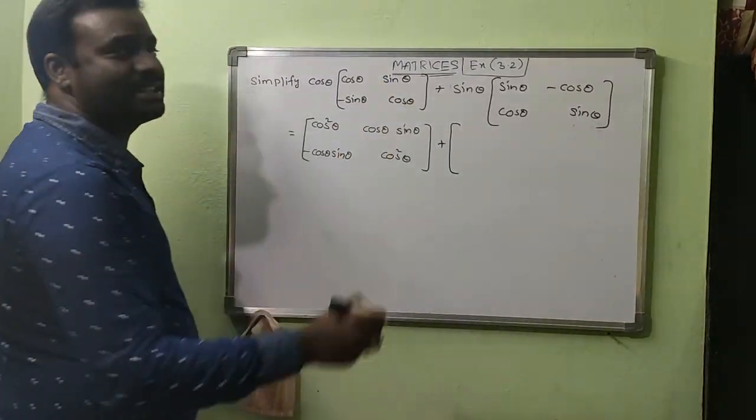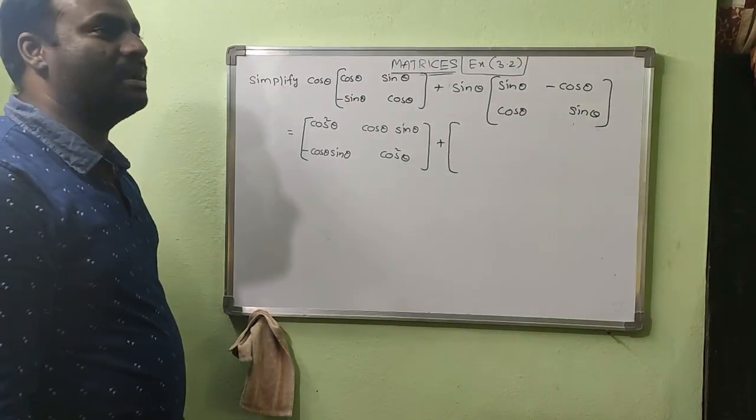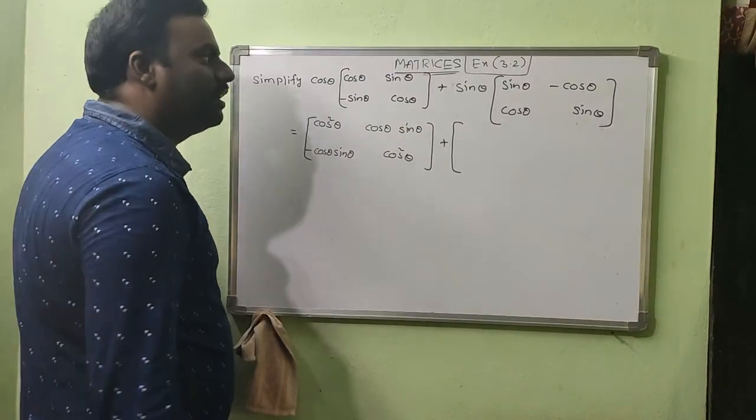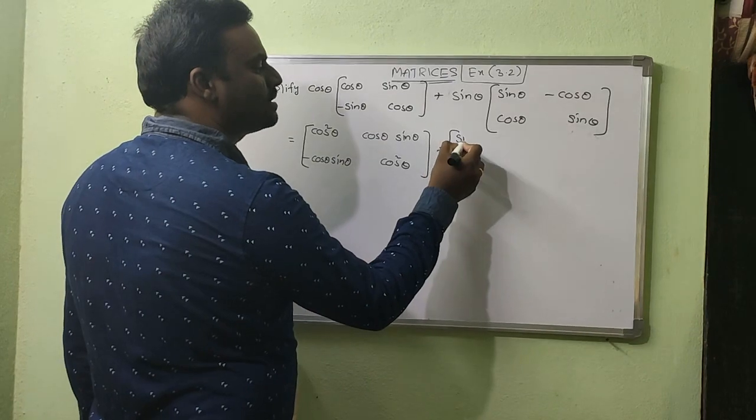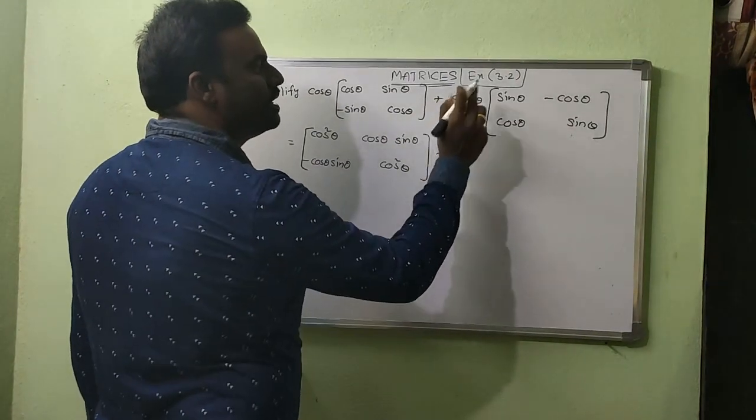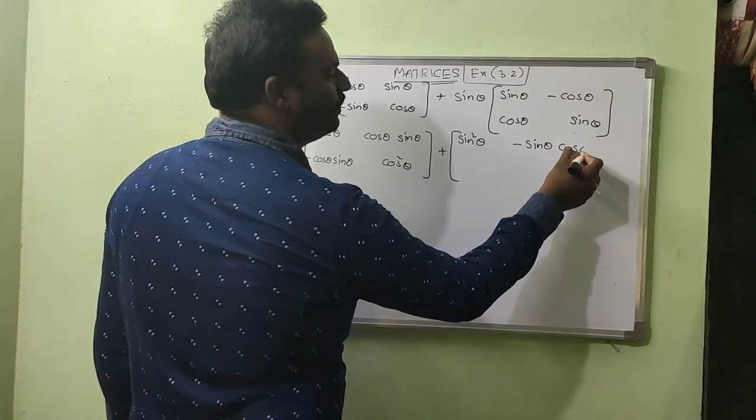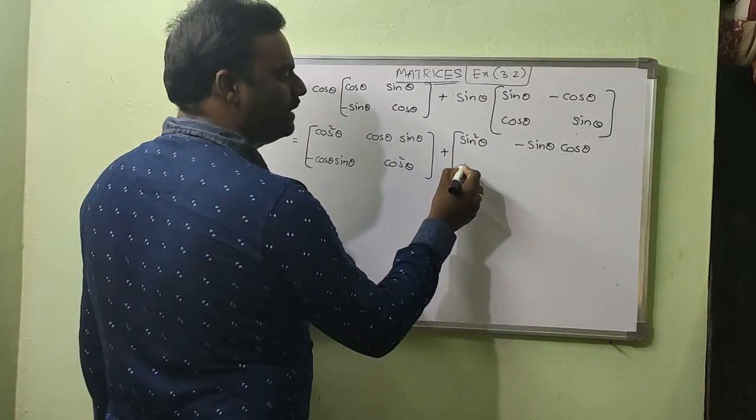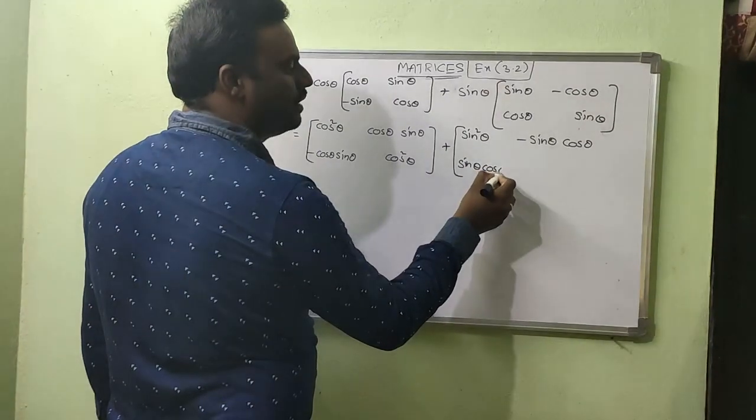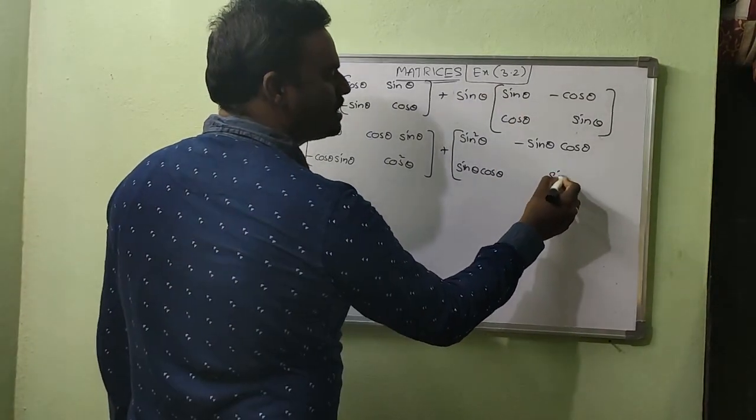Similarly, the second matrix, each and every element is multiplied with which one? Sin theta. Now sin into sin, sin square theta. Sin into minus cos, minus sin theta cos theta. Sin into cos, sin theta cos theta. Last, sin into sin, sin square theta.